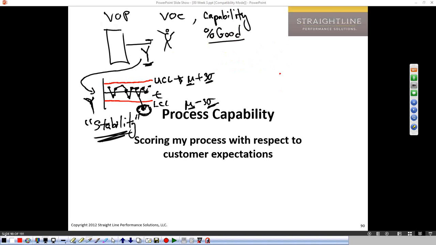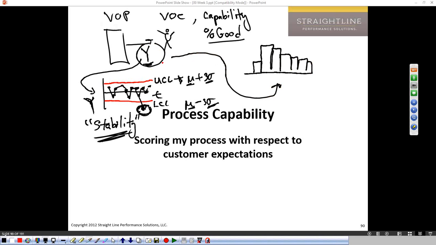Functionally, there's a couple of different things that we can do. But here's how we want to conceptually think of what capability is. We take the histogram that we make from our key output variable, our y. Notice we're changing where it is. Got it? Now this is our y here as opposed to up and down on the vertical. Now it's horizontal, and this is the histogram, showing how it's accumulating.